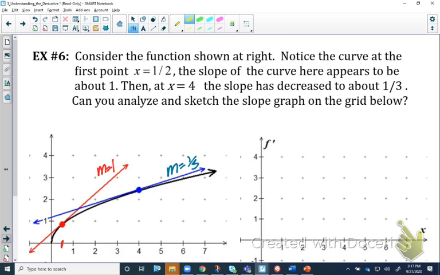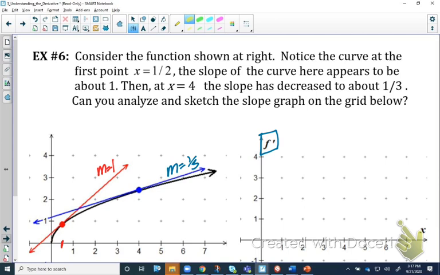And so if the function continued going towards the right as x increased, you can see that the slopes of those tangent lines are going to get slower. I'm not saying that this one's going to approach a horizontal asymptote or anything, but can you analyze and sketch the slope of the graph on the grid? So here they're giving us the function on the left, and they're essentially asking us to get its derivative on the right, and we do that by looking at how the slopes are changing.